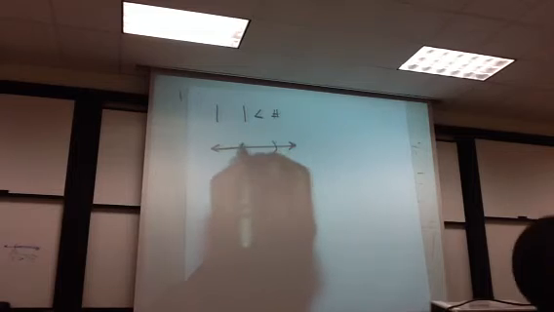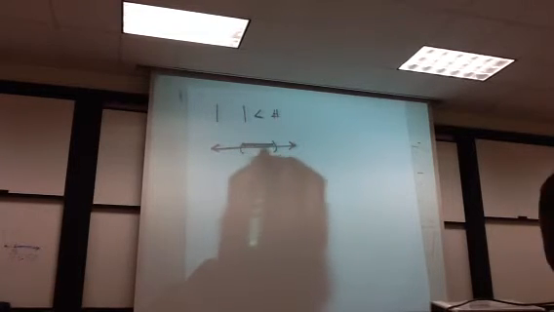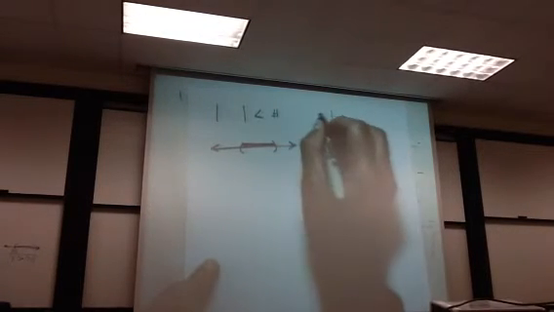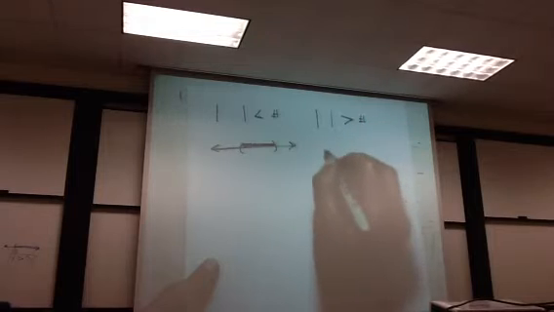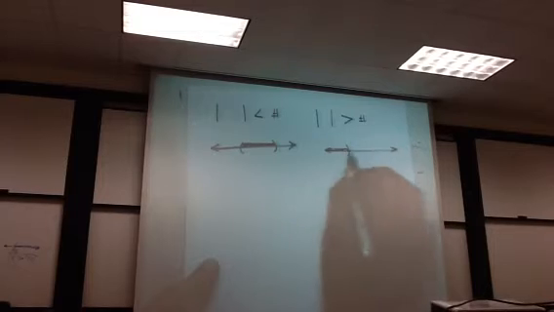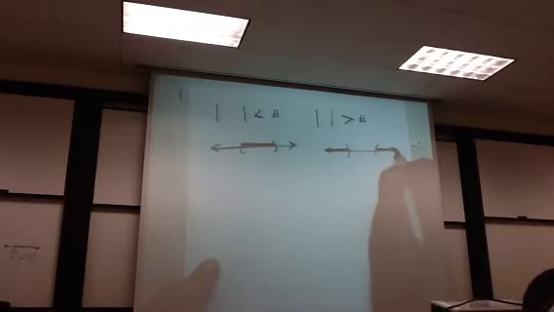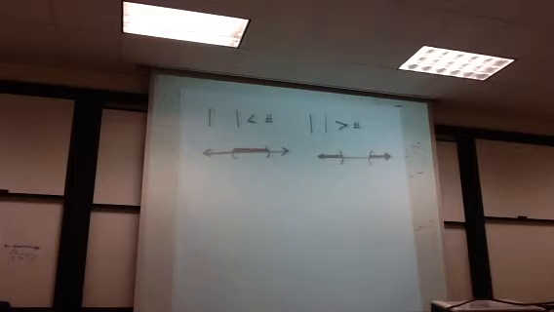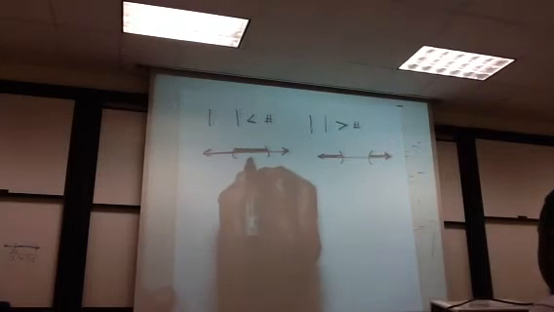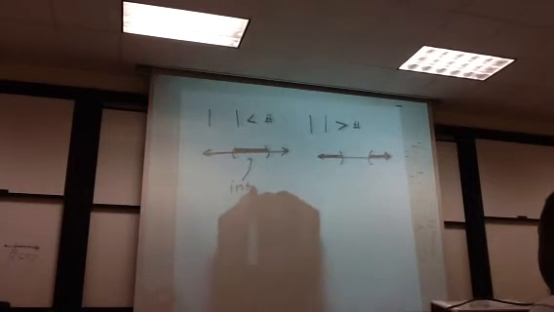Absolute value is less than a number. Give me something like this. Absolute value is greater than a number. Give me something like this. Okay, and this guy's called, this is another instance of the word interval. This guy's called interval.